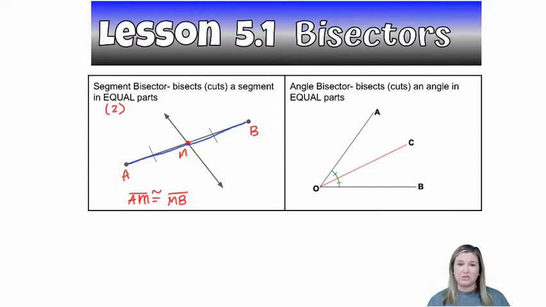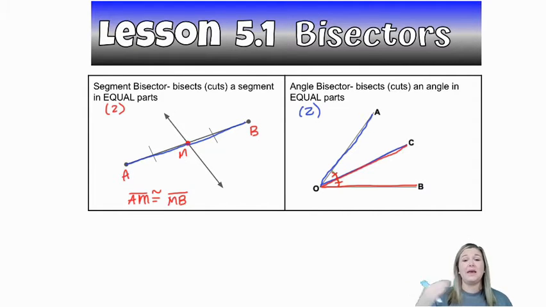And then an angle bisector is going to be a ray. Remember, that's where it has one endpoint and it continues on, that bisects an angle in equal parts. And again, this is two equal parts. So make sure we know that. So you can see that this angle AOC is going to be congruent, which is that little line with the little tick mark through it, is going to be equal to COB. That little line with the little tick mark in there. So those two angles are going to be congruent.